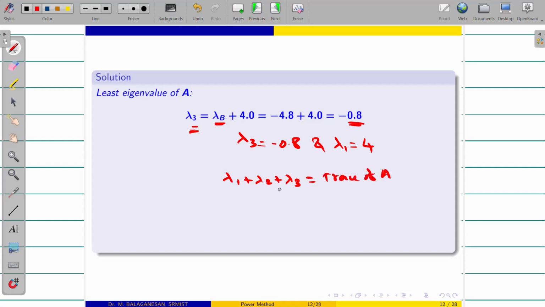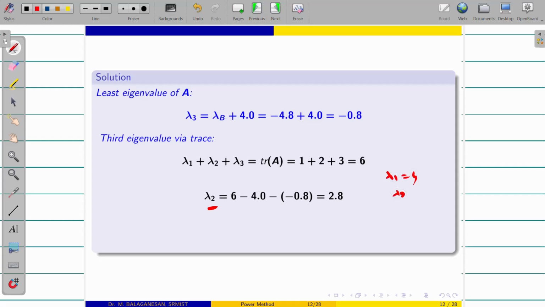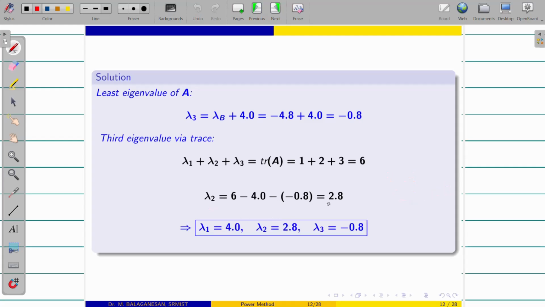Am I right? We are going to use this concept only to do that. Third eigenvalue via trace concept we are going to do. Lambda 1 plus lambda 2 plus lambda 3 is trace of A, which is equivalent to 6. Then lambda 2, we have to find. Lambda 1 is 4, lambda 2 is, lambda 3 is minus 0.8. Clear? Right. So if you're substituting that 2.8, so lambda 1, lambda 2, lambda 3.